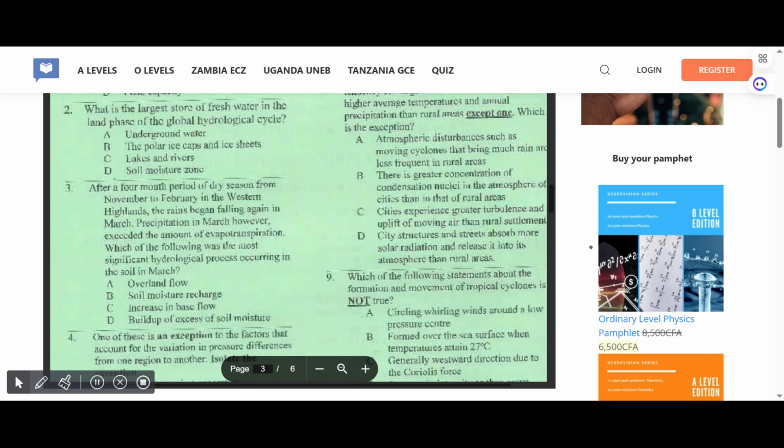After a 4-month period of dry season, from November to February in the Western Highlands, the rains began falling again in March. Precipitation in March, however, exceeded the amount of evaporation. Which of the following was the most significant hydrological process occurring in the soil in March? Correct answer is B, which is soil moisture recharge.